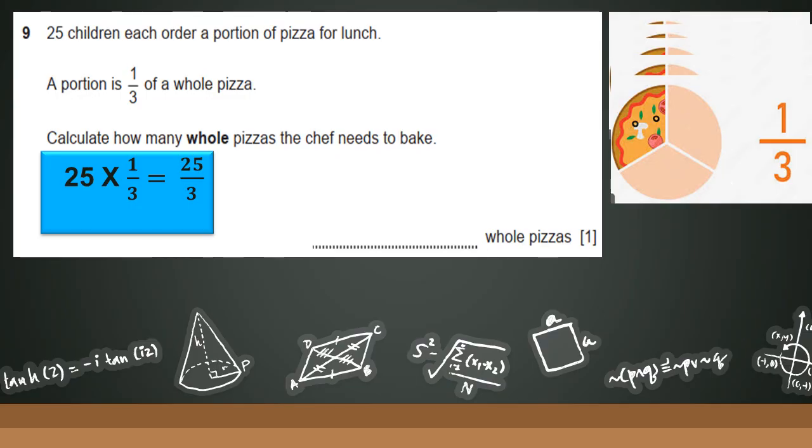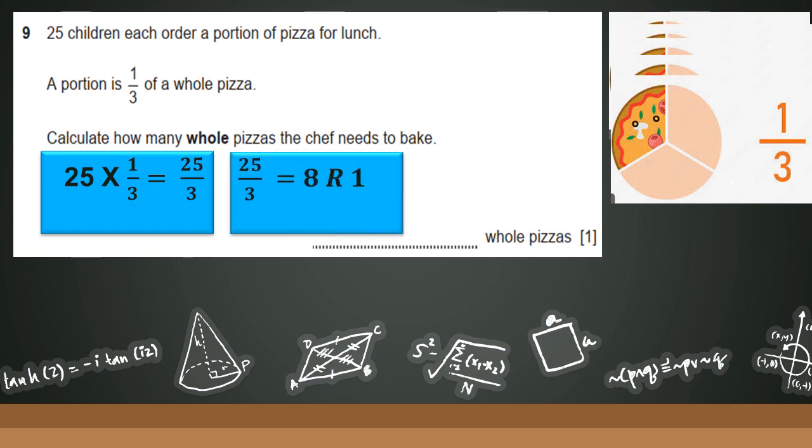Each child will take 1/3. So 25 times 1 is 25, and remember, we don't multiply 3 times 25. This is a common mistake. We just multiply 25 times 1 over 3. 25 divided by 3. How many 3s can fit in 25? 8 whole, and remainder 1, because 8 times 3 is 24, and the remainder will be 1. If I'm talking about whole pizzas the chef needs to bake, I should say 8 remainder 1, or I should say 9 whole pizzas.